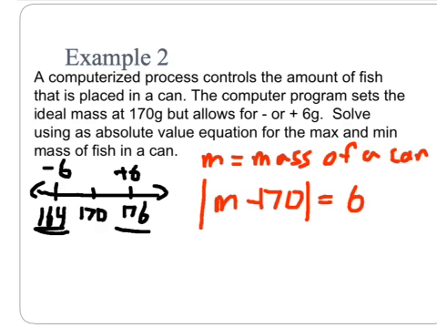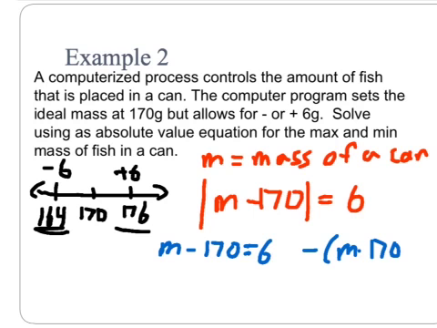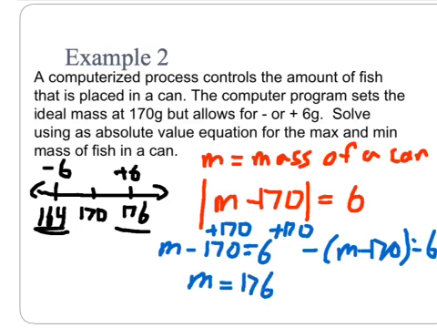So now we just have to finish this up by solving. Okay, and remember, we know we have two cases to deal with. M minus 170 equals 6, and negative (M minus 170) equals 6. Okay, add 170 to each side, and we will get M equals 176. That is going to be our max, just like we said here.